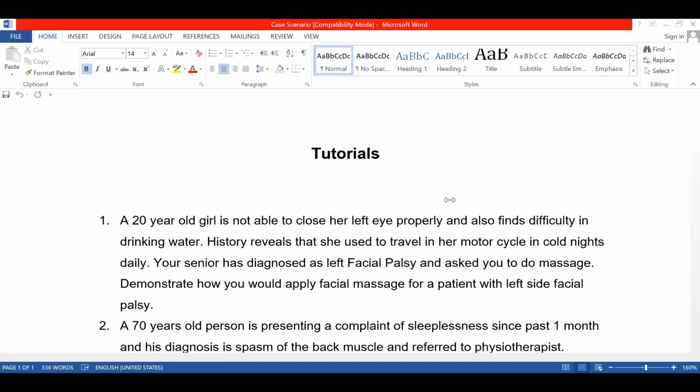Okay, so you want to go through the use of techniques again, like effleurage. Okay, so we will see this again.